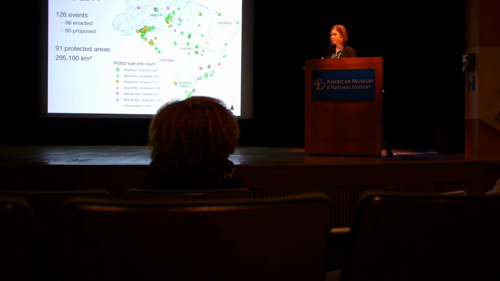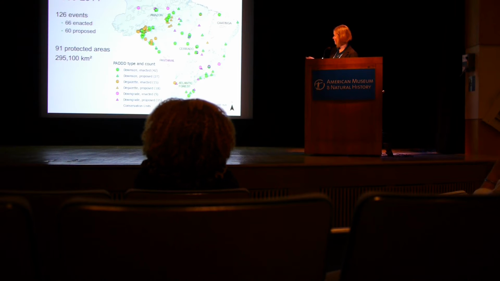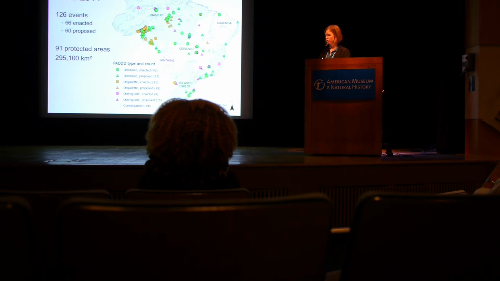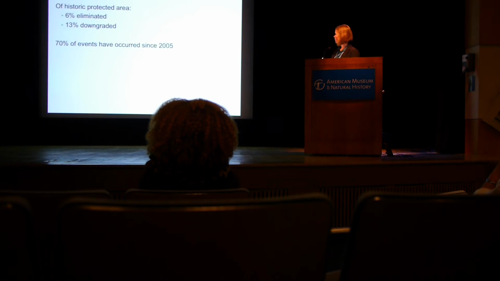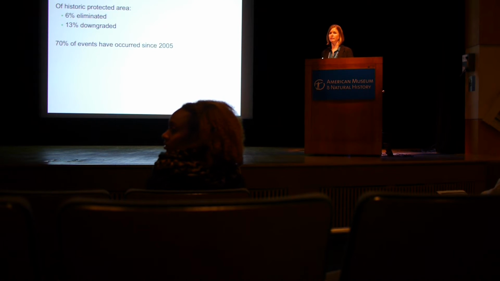We also can see that PAD has most greatly affected the Amazon biome right here, and also the Cerrado biome, which is a dry tropical forest, which is primarily used for agriculture right now. Nationwide, we found that PAD has resulted in the complete elimination of 6% of its historic protected land area. This is through either being downsized or having the park degazetted. And we also know that these PAD events are increasing over time. It's becoming fairly common. Over 70% of these events have happened just in the last few years, since 2005.